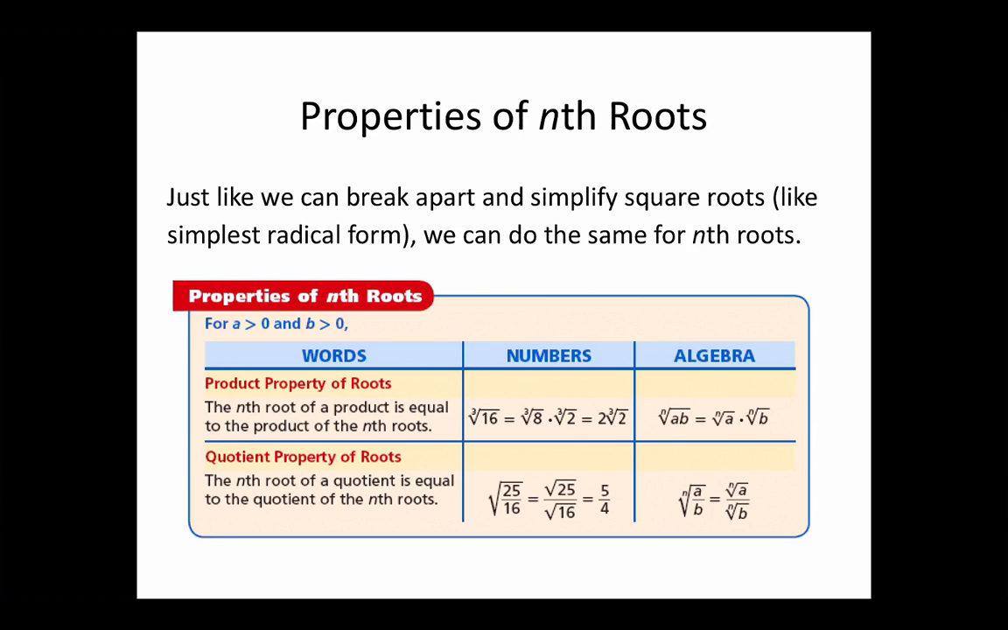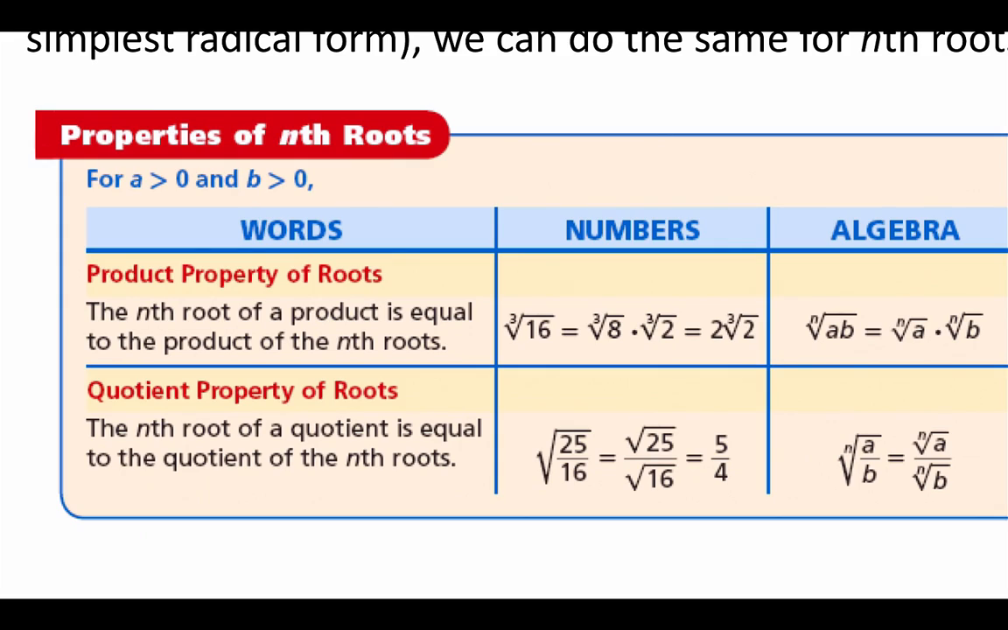So for example, if you're asked to do the third root of 16, so the product property of roots, you're going to be able to take a square root or a third root or whatever root and break it up. So for example, the third root of 16, well 16 is not a cubic number, so we're going to break it down to the third root of 8 times the third root of 2, because we can take the third root of 8, giving us 2.